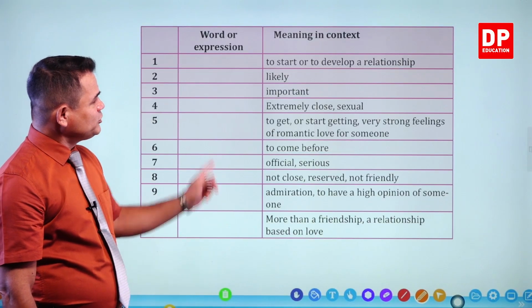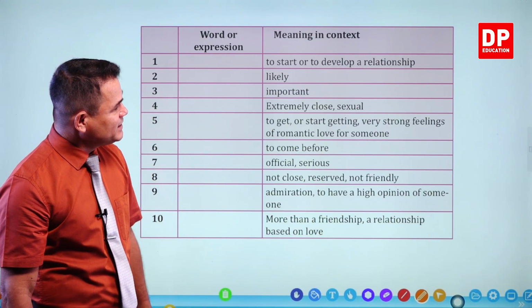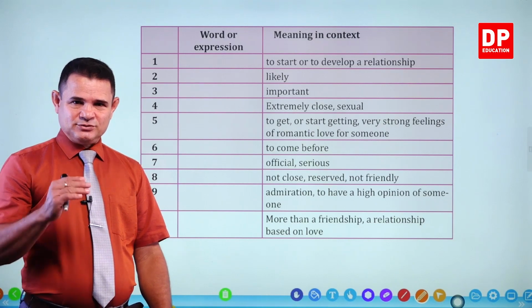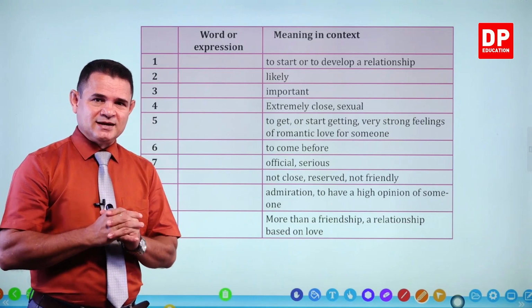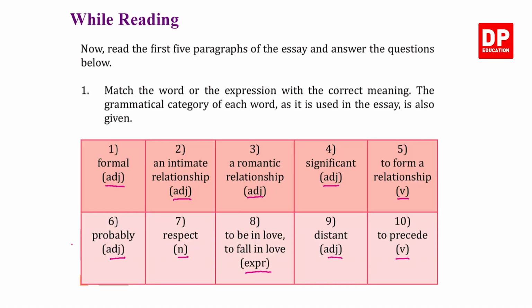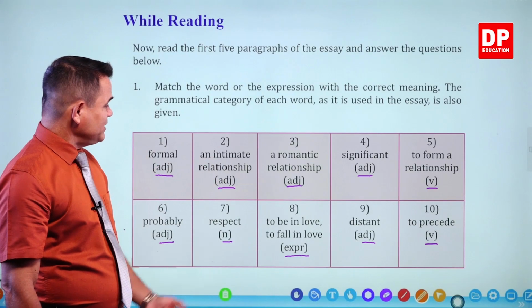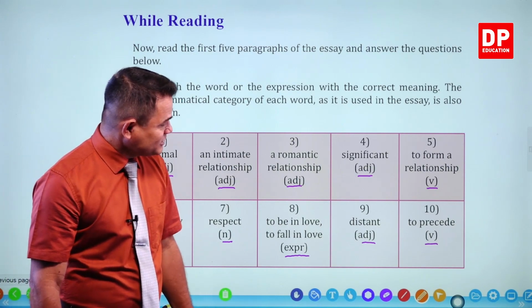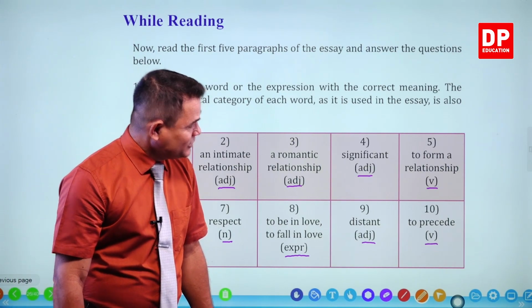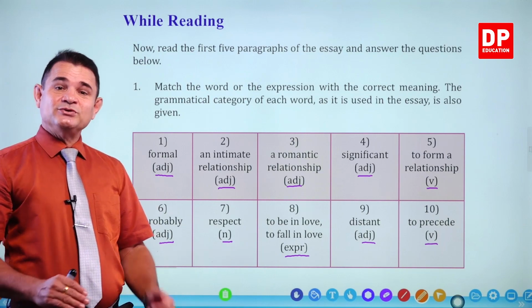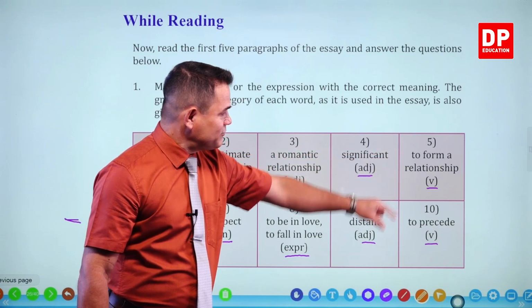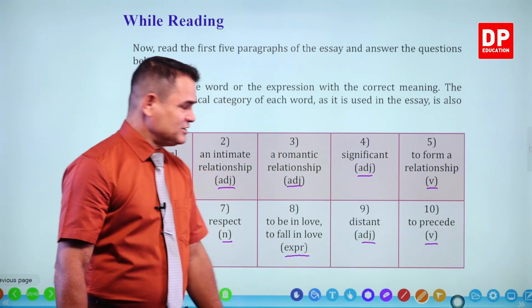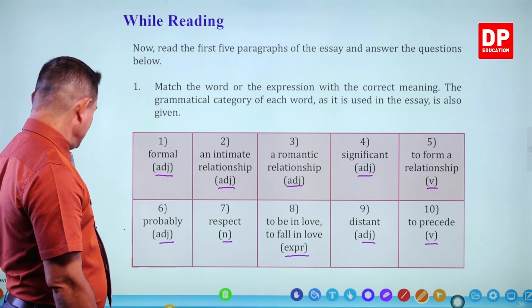Right, now let's see. To start or to develop a relationship. To start, පටන් ගන්න, or to develop, වැඩි කරගන්න, relation සම්බන්ධතාවයක් වැඩි කරන්න. ඒ අර්ථය දෙන වචනය. What is it from here? Yes, to start, it a formal and intimate relationship, a romantic relationship, significant. To form a relationship, to start a relationship, to form a relationship, then you can tell number 5. To form a relationship, we can write that word.